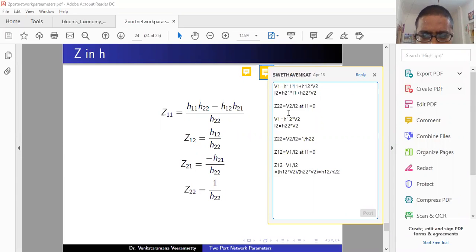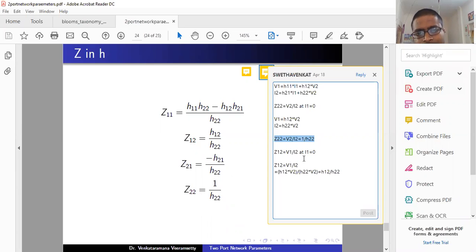So Z22 equal to V2 by I2. Now I2 equal to H22 into V2. So take this I2 toward the left hand side and move the H22 toward the right hand side. Then we have V2 by I2 equal to 1 by H22. So this is how we get the Z22 value in terms of the hybrid parameter H22. So Z22 equal to 1 by H22.